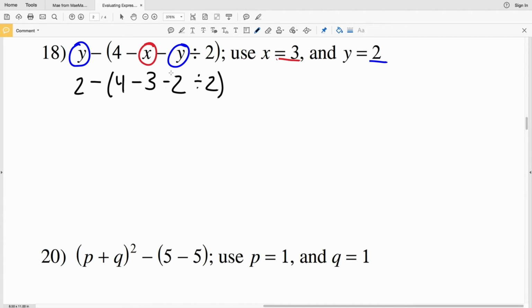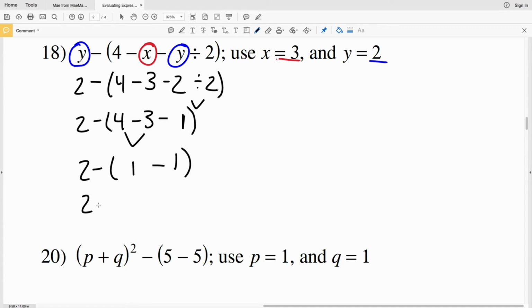Within the parentheses, we're going to do division first. So we're going to have 2 minus 4 minus 3 minus 2 divided by 2 gives us a quantity of 1. So now in the parentheses, we're going to do 4 minus 3, and then that quantity we're going to subtract 1. So we're going to have 2 minus 4 minus 3 is 1, and then minus 1. So we're going to get 2 minus 0, and that's going to give us a positive 2 for number 18.